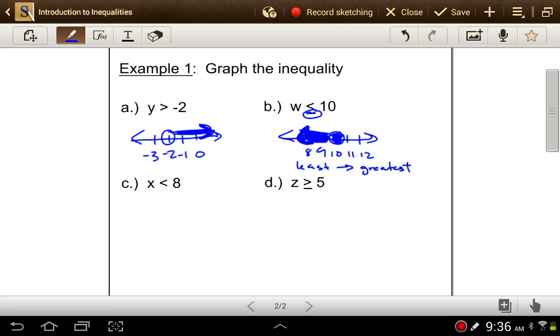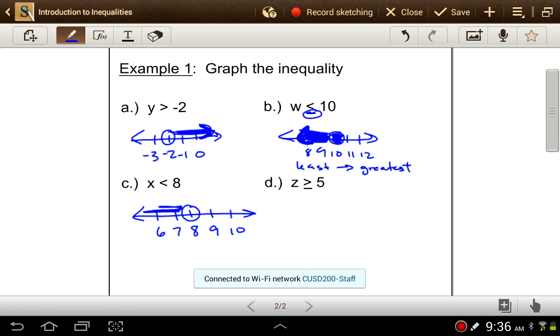Okay. C, x is less than 8. I'll make my graph. I put a couple numbers on there, 6, 7, 8. Make sure 8 is on there, 9, 10. Does not have to be in the middle, just has to be on there. I'm going to circle 8. I'm not going to fill it in because it does not have the equal to part. But I am going to shade in the ones less than 8.